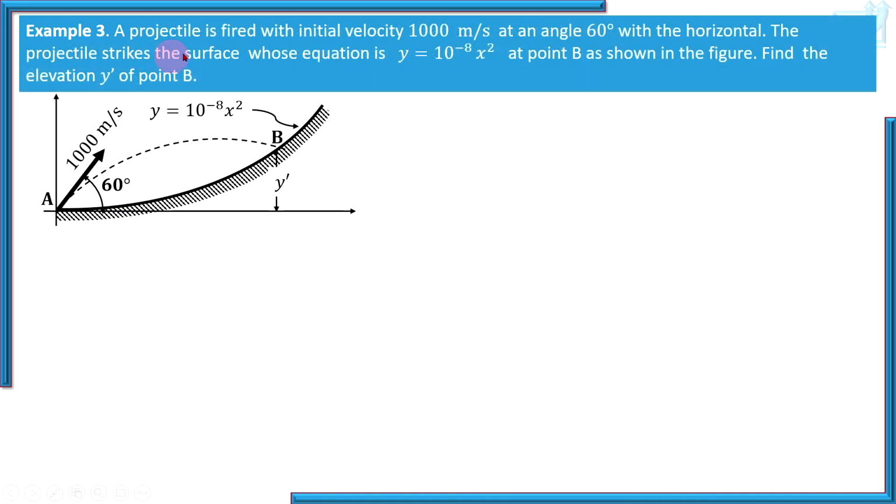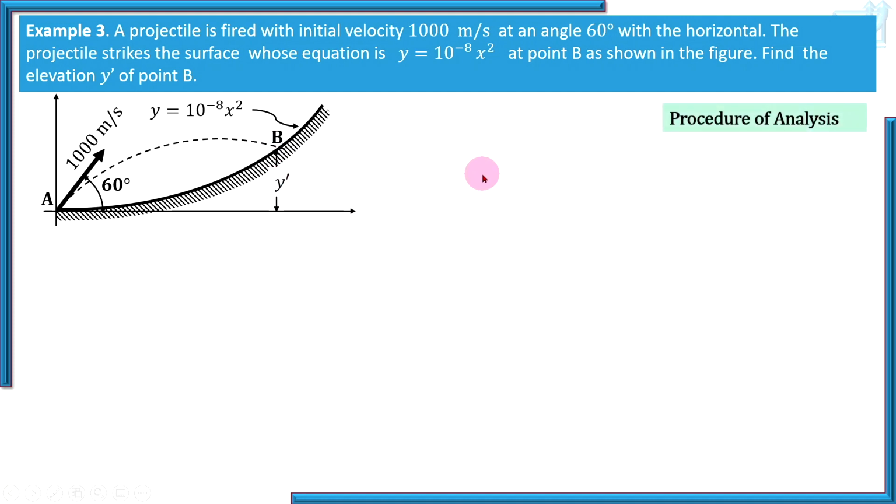Let's solve this problem. A projectile is fired with initial velocity 1000 meters per second at an angle of 60 degrees with the horizontal. The projectile strikes the surface whose equation is y equal to 10 raised to minus 8 x squared. That is the equation of this curve, the surface. So the projectile strikes at point B as shown in the figure. Find the elevation y dash, that is the vertical distance from the ground. You want to find the y coordinate of point B, you want to know y dash.